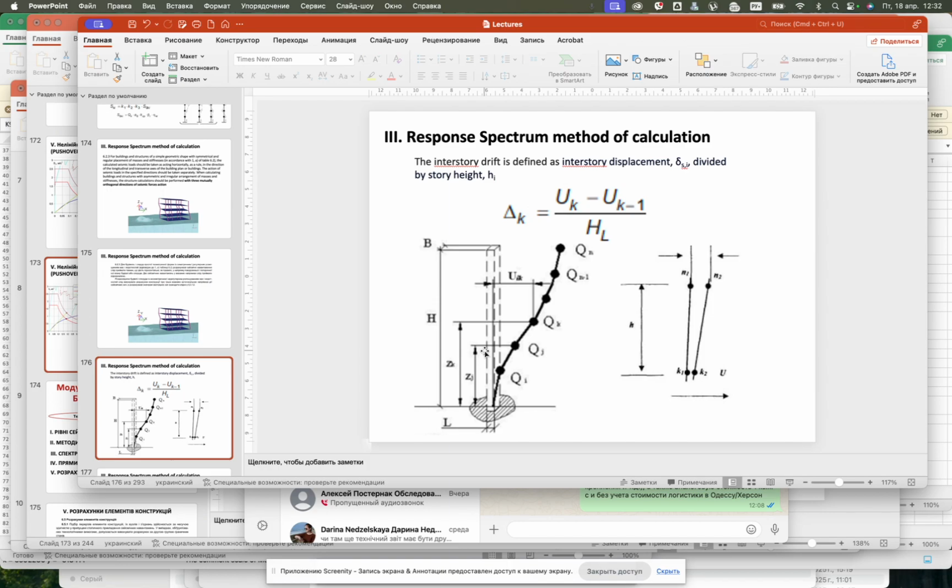So, if we analyze the interstory drift, what interests us is the ratio, not the absolute value of the displacement, but the ratio between the displacement of the top minus the displacement of the bottom, divided by the height of the exact floor. And this parameter is the criterion of the behavior of the building during the earthquake.